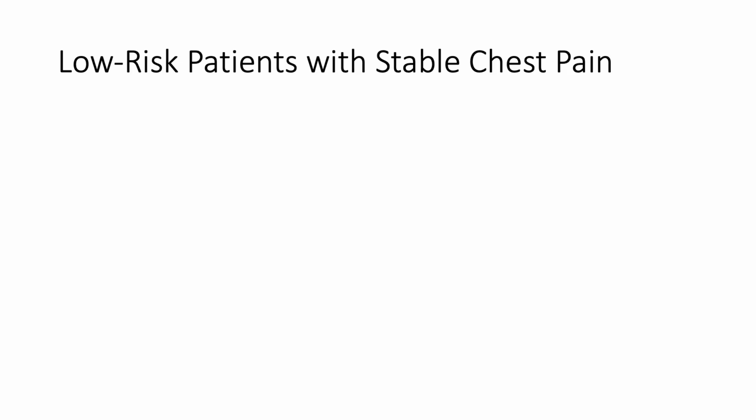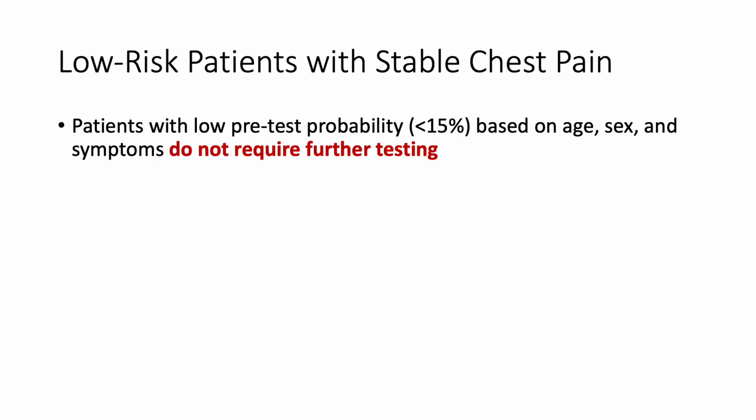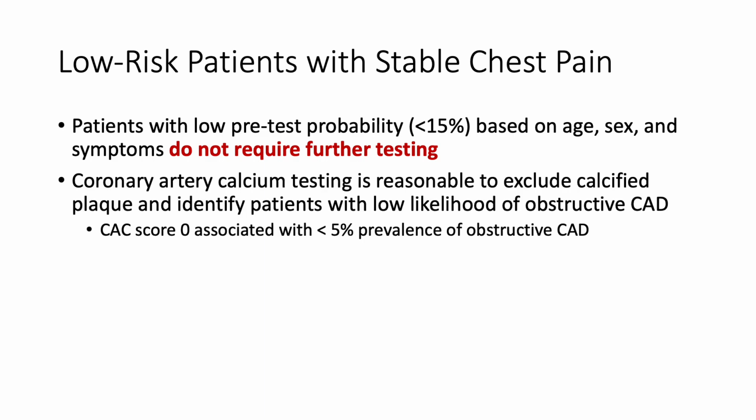So in low-risk patients with stable chest pain, if they have a pretest probability that's less than 15% based on their age, sex, and symptoms, they do not require further testing like a stress test. The guidelines do say you can do coronary artery calcium testing. If they have a score of 0, then their prevalence of obstructive coronary disease is less than 5%.